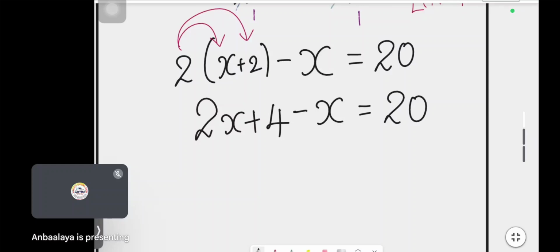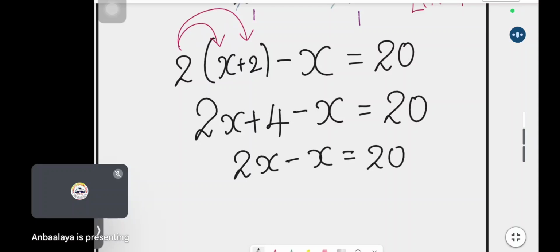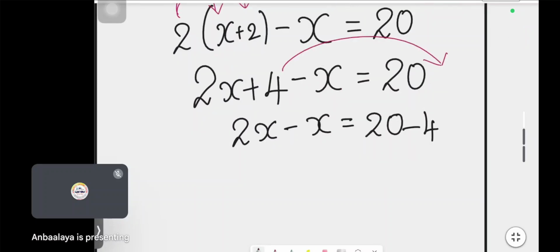Variables on one side, constants on the other. Very good. Keeping variables on one side: 2x minus x is equal to 20 minus 4. Plus 4 becomes minus 4. So 2x minus x is nothing but x, and x is equal to 16.